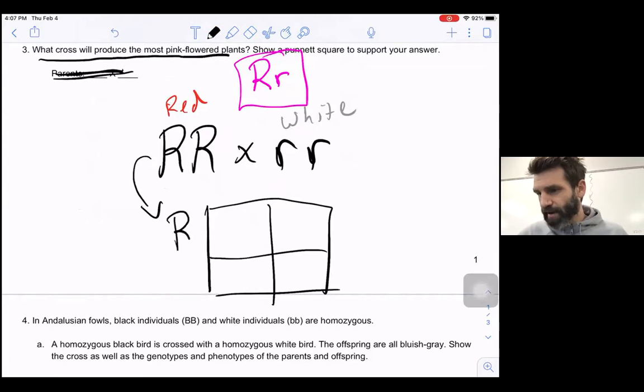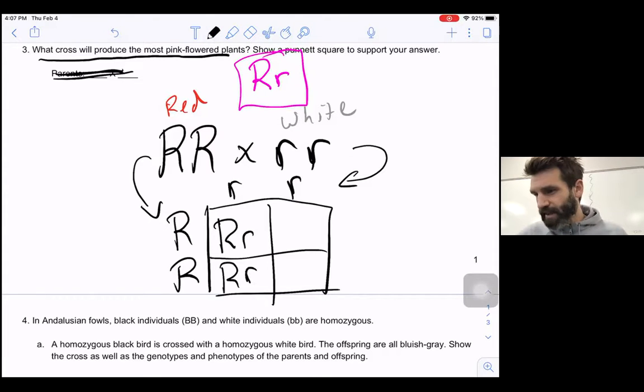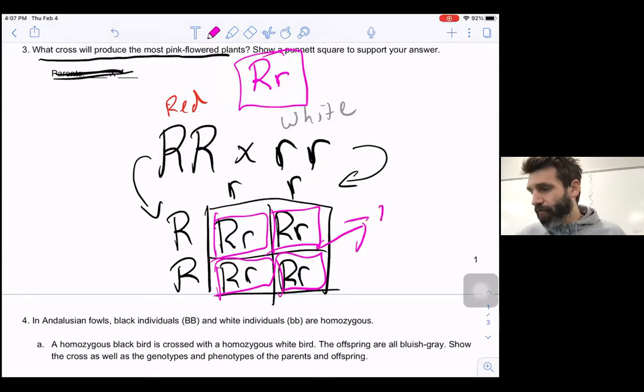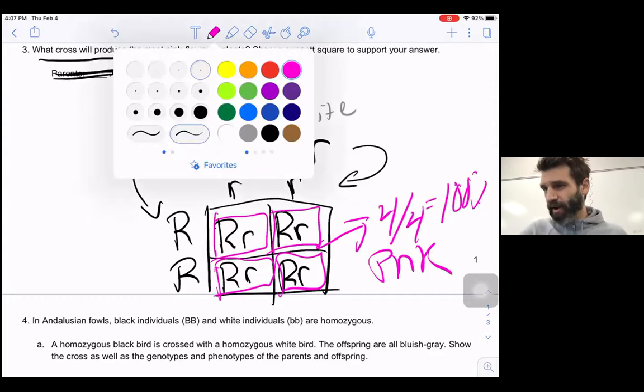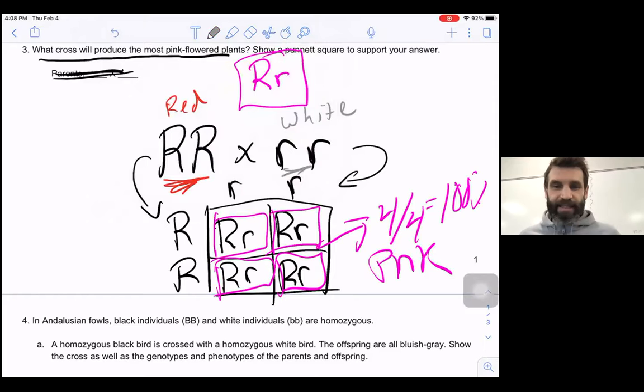These go here, big R, big R. These come in here, little r, little r. And you can see when you make the cross that 100%, or 4 out of 4, are pink. So that is the way, these are the offspring. These are the parents, a red plant and a white plant, that give the most pink plants.